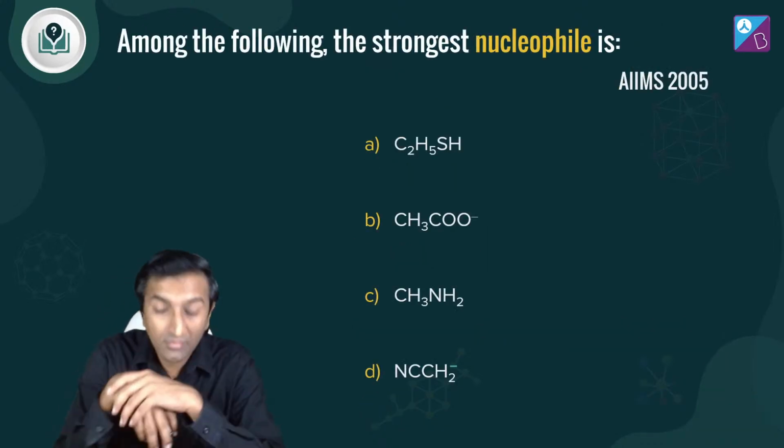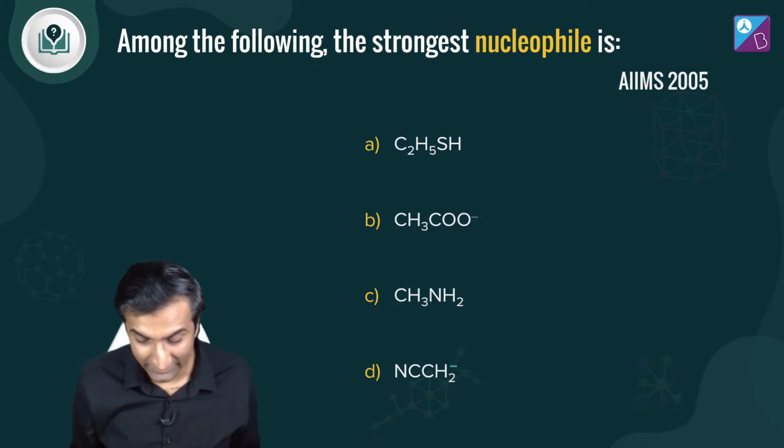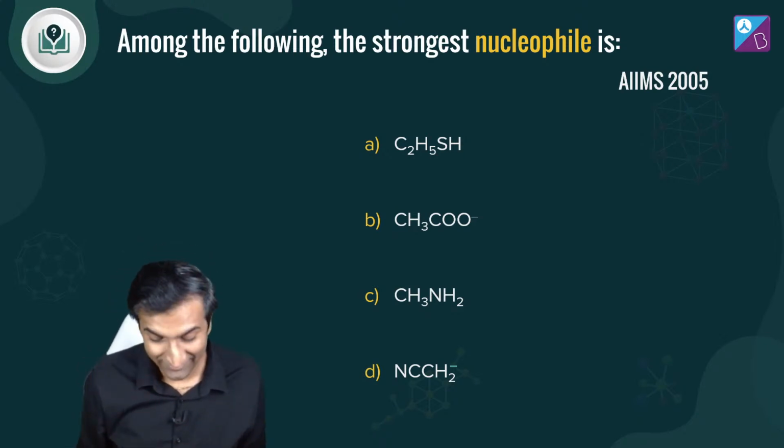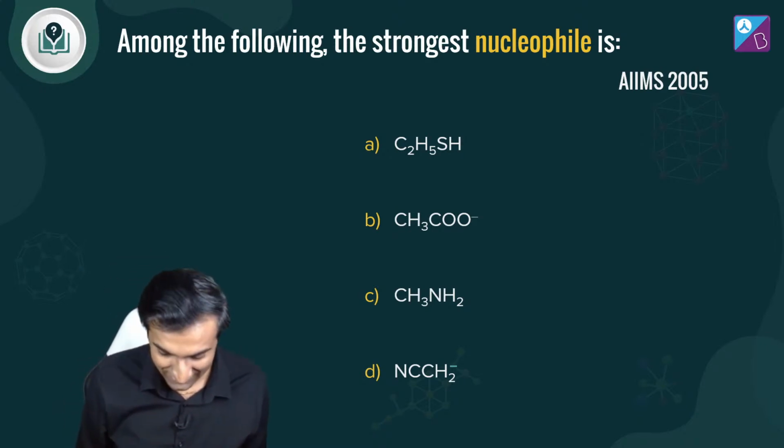Okay, next one. Among the following, the strongest nucleophile is which one? ये वाला interesting सवाल है. एम्स का सवाल है. Okay, there are 4 options, and yeah, this is quite interesting actually. NCCH2. अच्छा, तो ये साइनाइड है. CH2 माइनस. ये तो बहुत स्ट्रॉन्ग बेस लग रहा है भाई. बेस तो स्ट्रॉन्ग है, बट okay. Strongest nucleophile है कि नहीं?